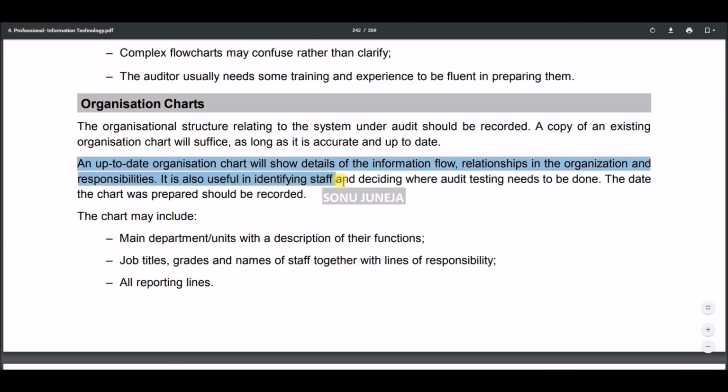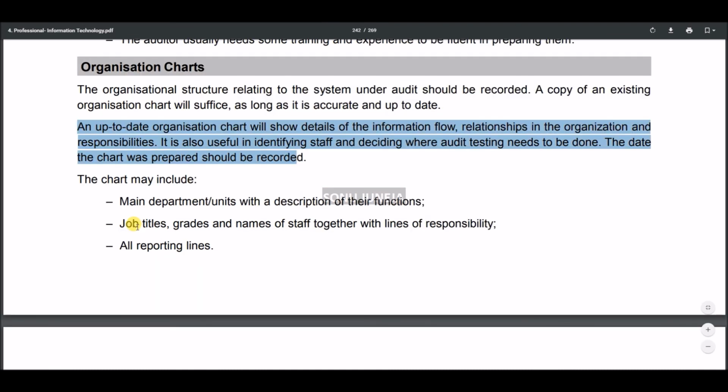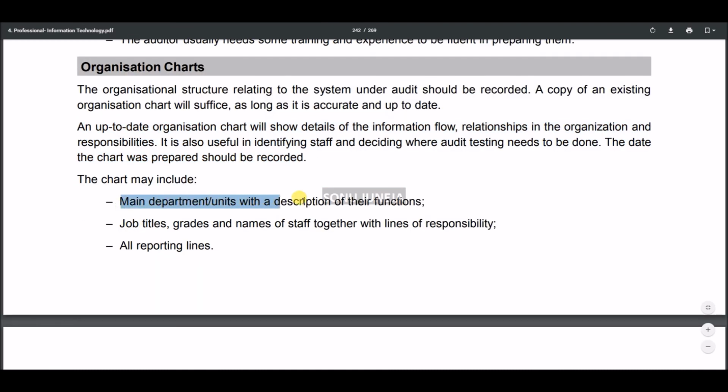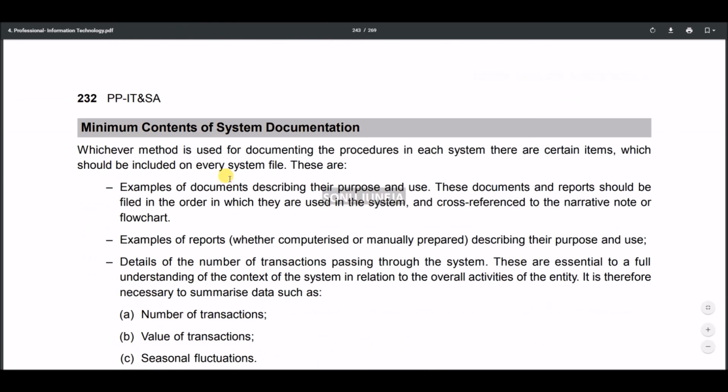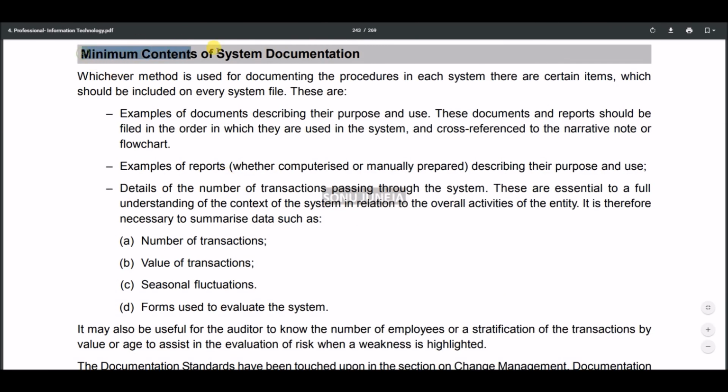It is also used in identifying the staff and deciding whether audit testing needs to be done. The date the chart was prepared should be recorded. The chart may include main department units with the description of their functions, job titles, grades and names of the staff, together with the line of responsibility, all reporting lines, and minimum contents of system documentation.